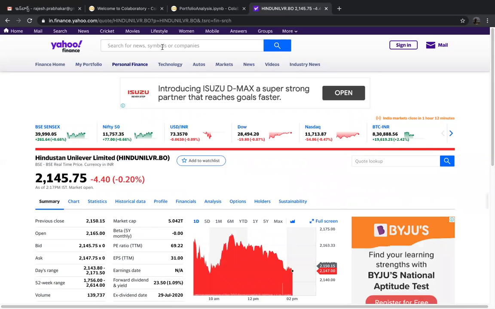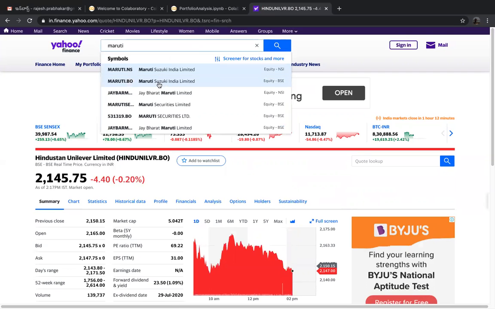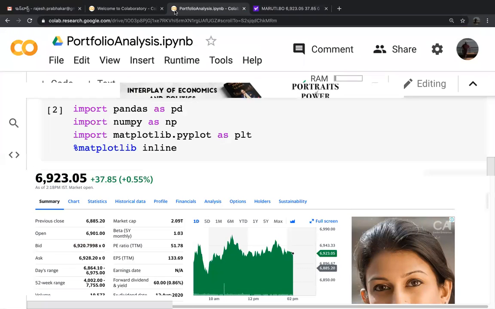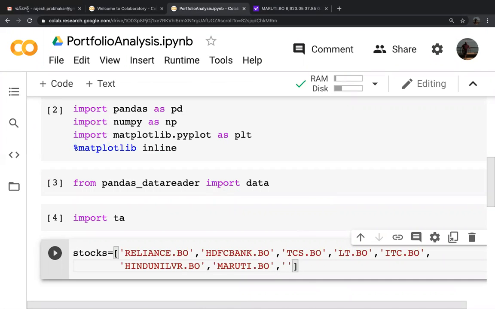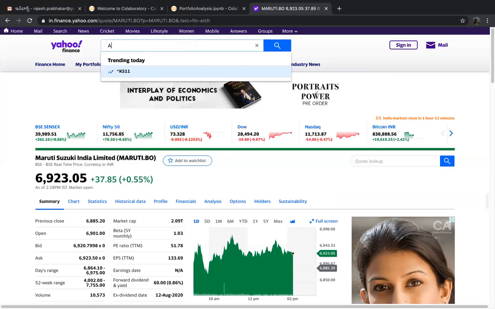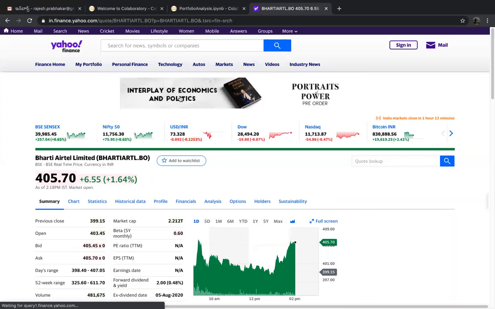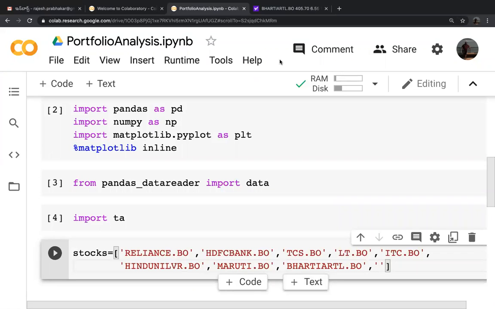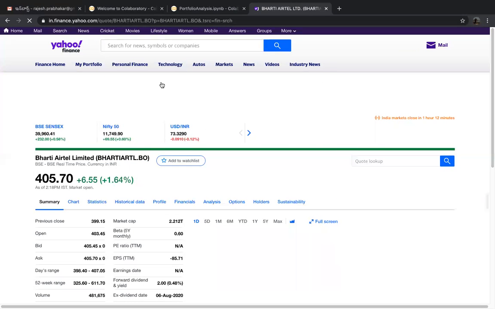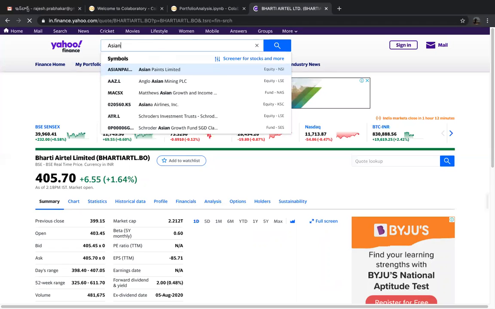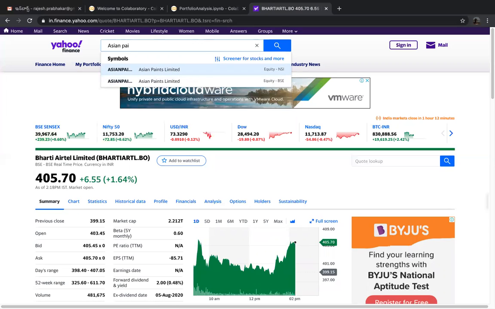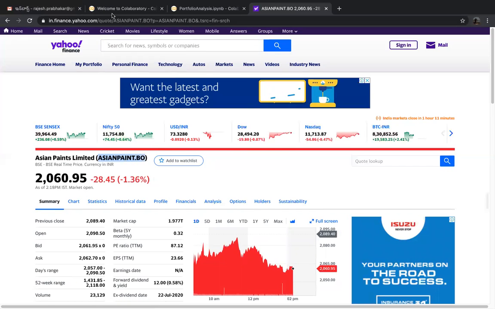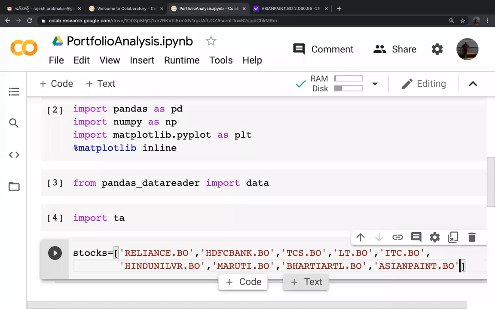Maruti, I think it is the same, MARUTI.BO only, and single quotes. After Maruti, Airtel. So Bharti Airtel Limited, BHARTIARTL.BO, comma, single quotes. Then Asian Paints Limited, so we have ASIANPAINT.BO, comma, and then press enter again.